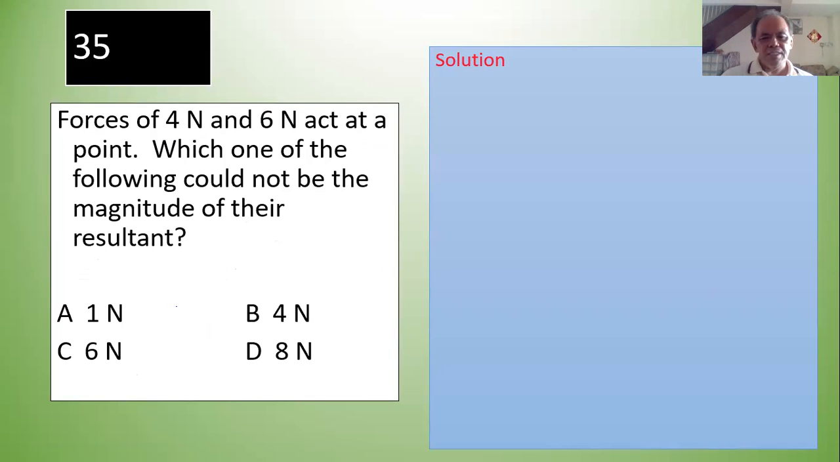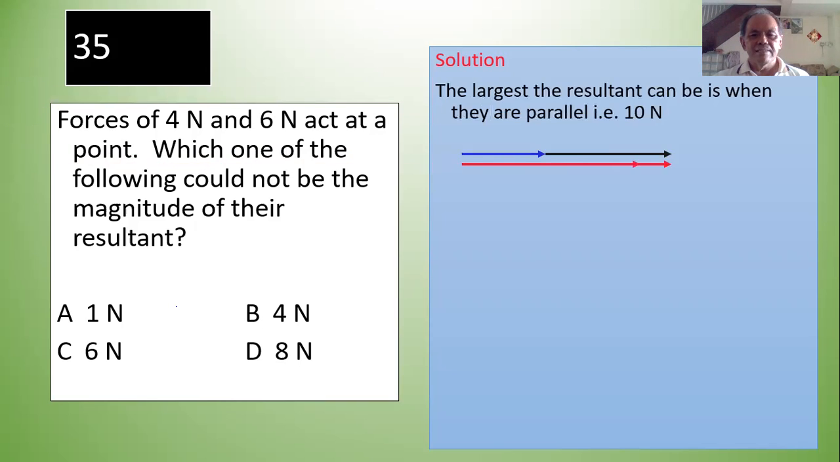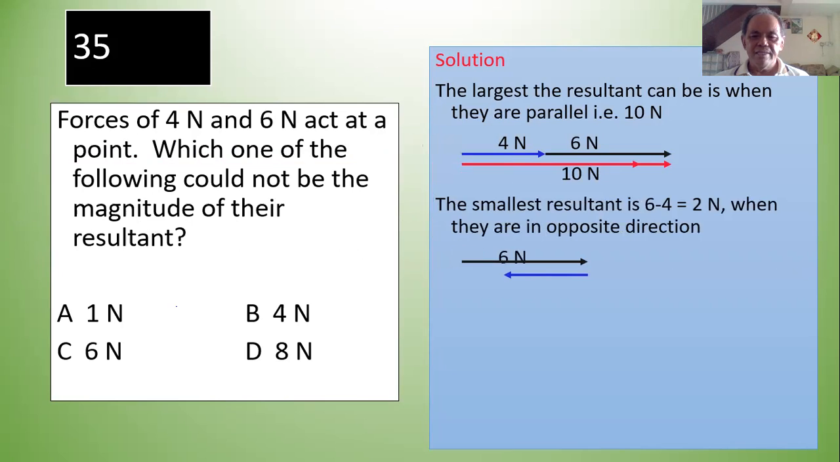Forces of 4 Newton and 6 Newton act at a point. Which one of the following could not be the magnitude of the resultant? So there is no direction given. If you add them together in the same direction, 4 plus 6, the resultant is 10. That's the largest you can go. If you subtract them, 6 minus 4, then the resultant is 2. That's the smallest you can go. So you cannot get 1.